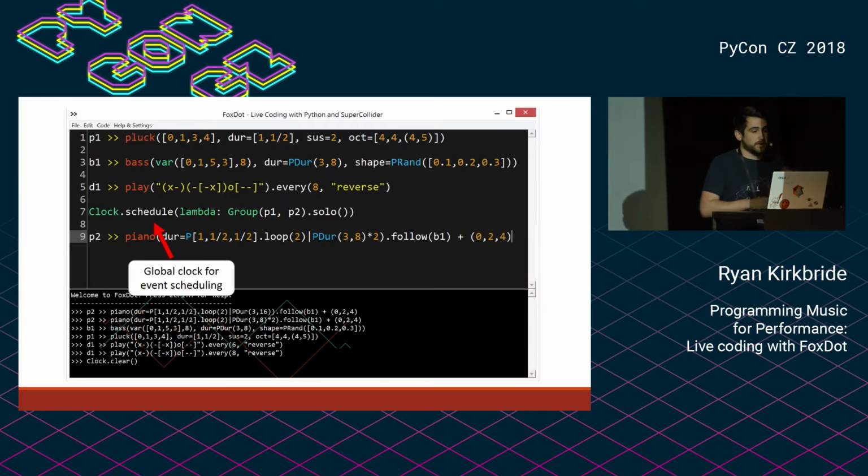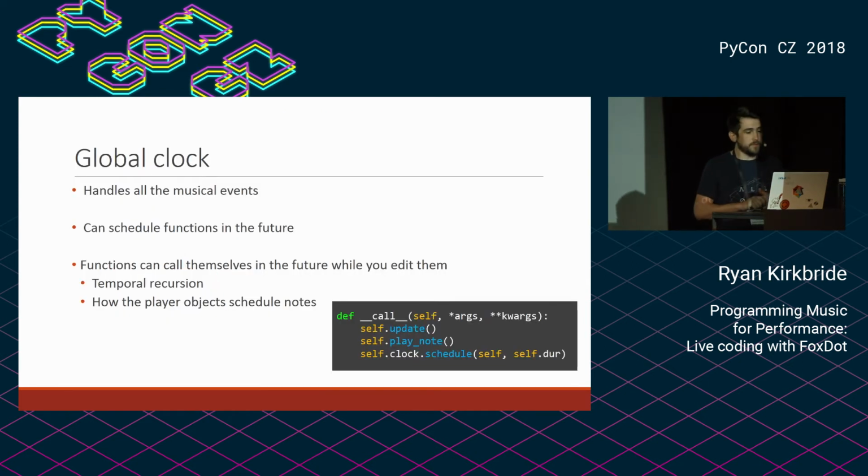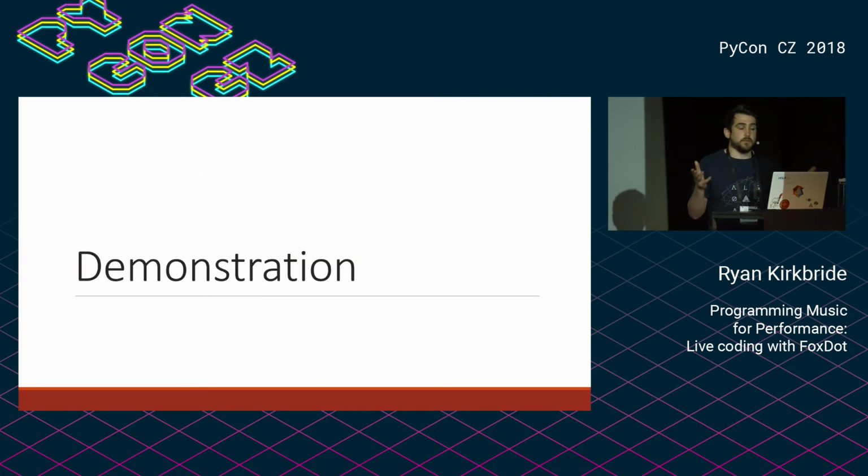All the timing is handled by this Clock object, which schedules all the musical events. We can also schedule any callable object, like a function, to happen in the future. A cool thing you can do with live coding is write a function which then calls itself in the future, and then you can change the function while it's being called. That's kind of how the player objects work. They essentially call themselves, update their state, play the current note, and then schedule themselves the next duration into the future. So that kind of covers FoxDot, really.